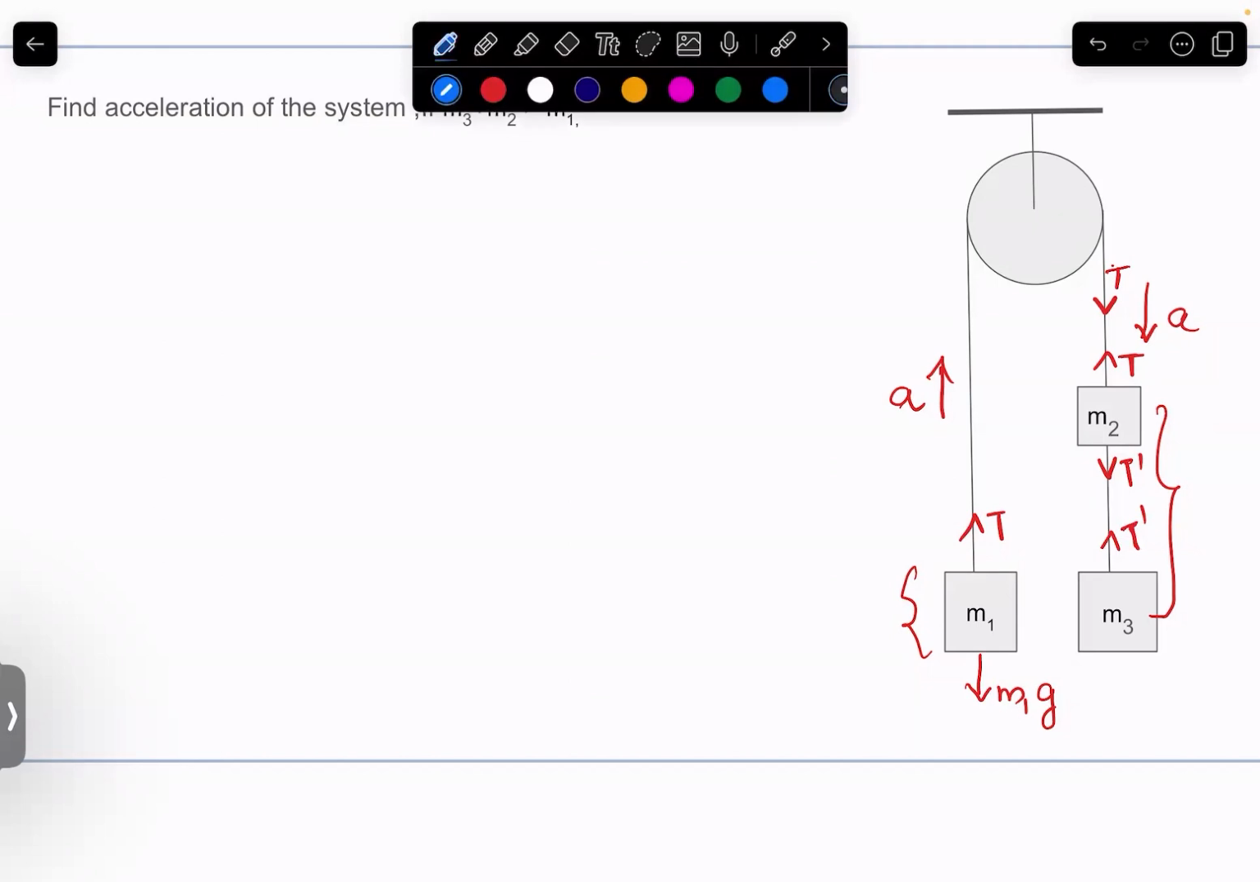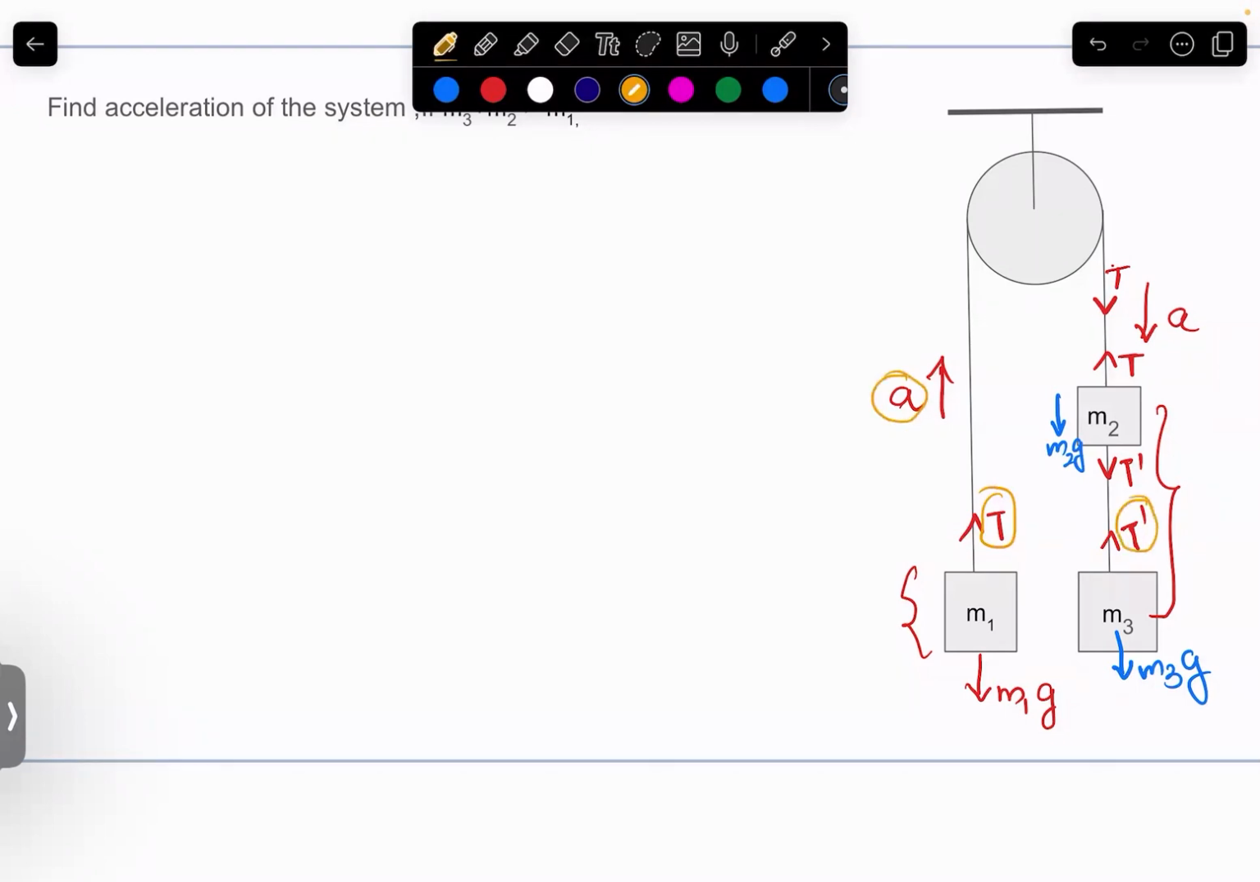And there are other things like m2g, which is acting from the block downwards, and there is this m3g acting downwards. Right. So this is the free body diagram of this system. So we will be taking it one by one. You can see that there are three unknowns here. One is this T, one is this a, and one is this T dash.